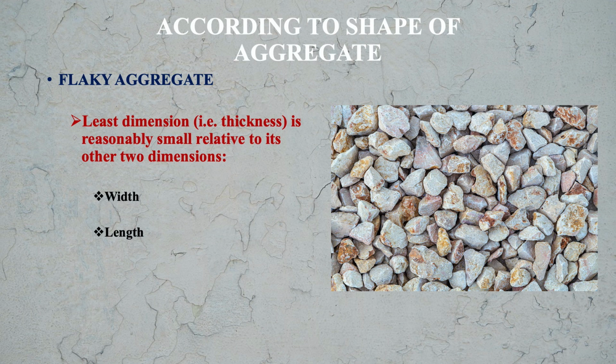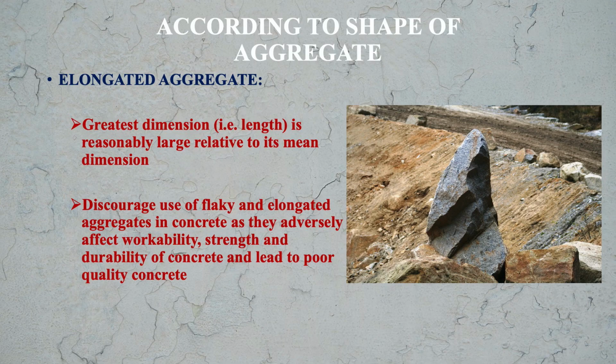Now next is flaky aggregates. In these aggregates, basically the least dimension, that is the thickness of the aggregate, is reasonably small relative to other two dimensions, that is width and length. If you compare the thickness of these aggregates with the width and length, thickness is very less. Whereas in case of elongated aggregates, the greatest dimension, that is the length, is reasonably large relative to its mean dimensions. Means here you get very long aggregates basically, which are thin and also the width is less.